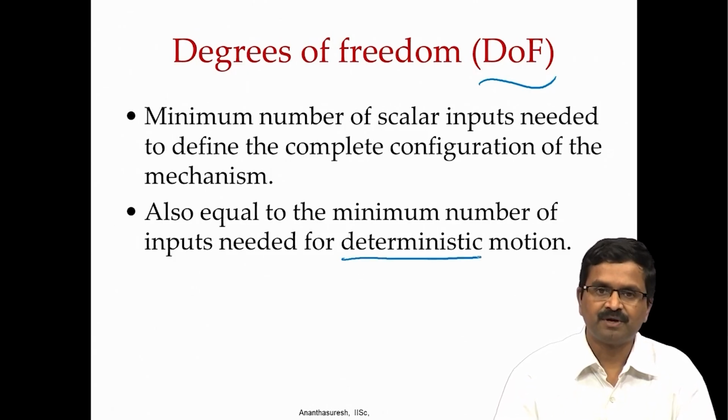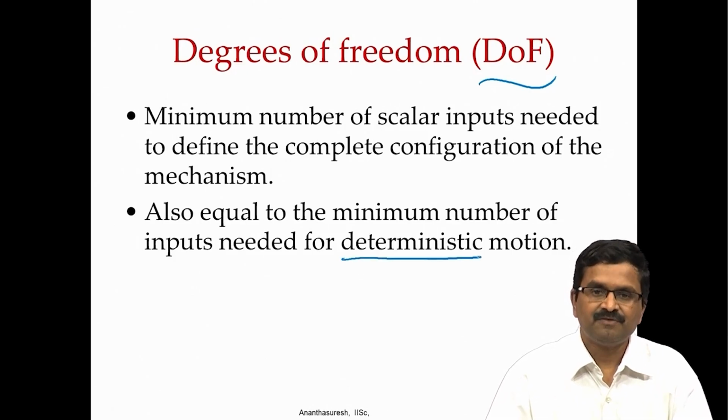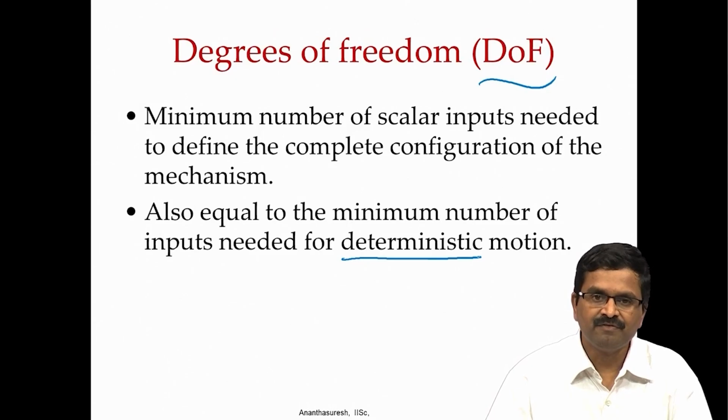Deterministic is an important word here because that is exactly what we want mechanisms to have. There is no random motion. If you give as many actuations as the number of degrees of freedom, then you know the position, velocity and acceleration of every member in the mechanism. This is what we learned for rigid body mechanisms or rigid body linkages.